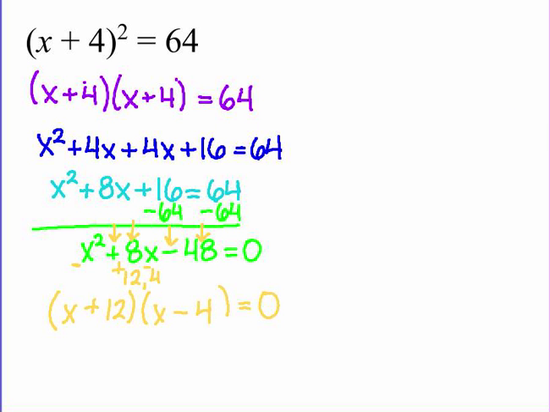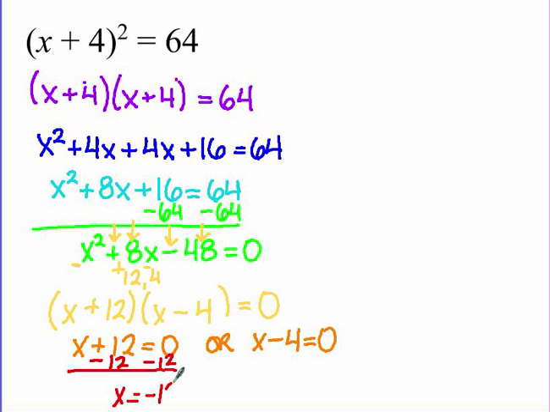And so now I need to solve each of those individually. So x plus 12 equals 0, or x minus 4 equals 0. What's your first solution going to be? x equals negative 12. Okay. What's your next solution going to be? x equals 4. Now there is another way to solve this, and it's by using something known as the square root. Actually, a positive and a negative square root. So don't think this is the only way. Okay, but I think this is probably the way that we need to stick with. So any questions?